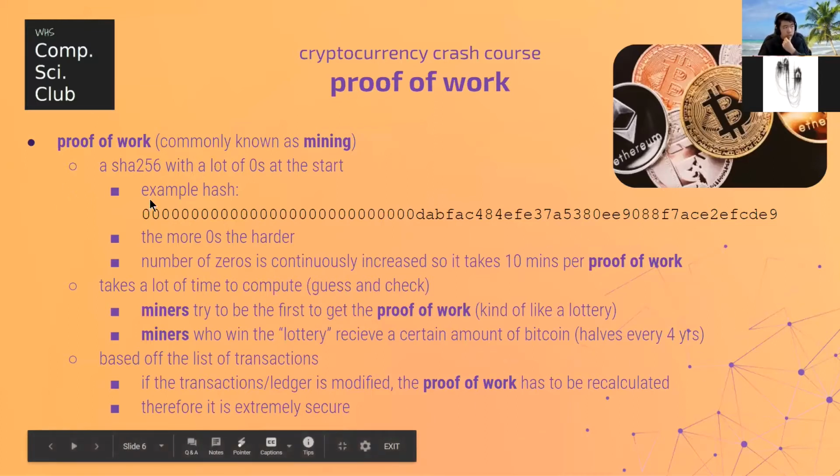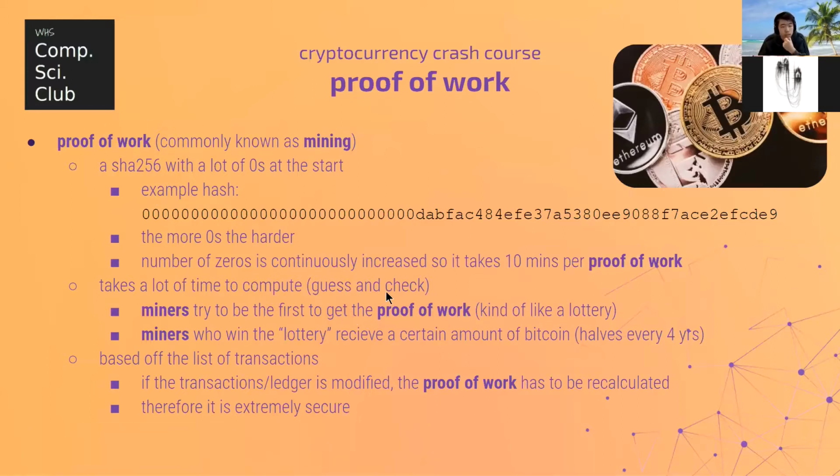And so the SHA-256 proof of work takes a lot of time to compute because there is no formula. It's simply a guess and check. And so miners try to be the first one to get the proof of work. So it's literally like a lottery. And those who win the lottery receive a certain amount of Bitcoin. That's your mining reward, I believe is what it's called. And it goes in half every 4 years. So if each miner who wins that lottery gets like 25 Bitcoin this year, in 4 years it'll be 12.5, and it'll keep on halving. So there's only a certain amount of Bitcoin ever in circulation.